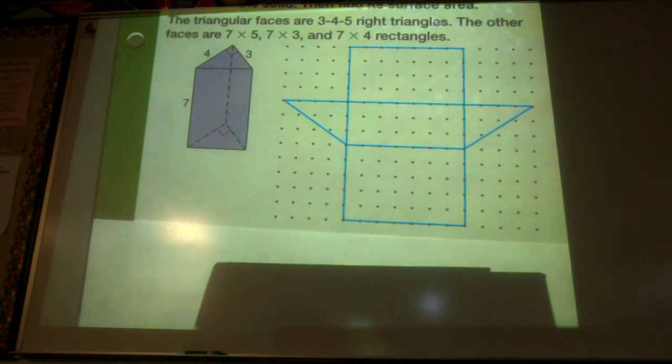Could you have drawn that net separately? Absolutely. Then it goes on to say that you have to find the surface area. So the surface area is the area of all the faces added together. So what's the area of this face?